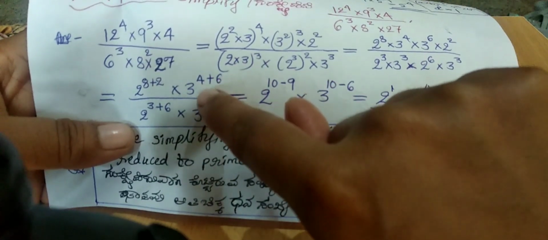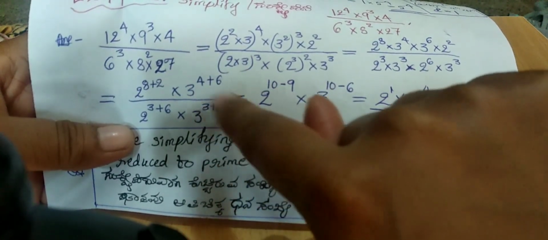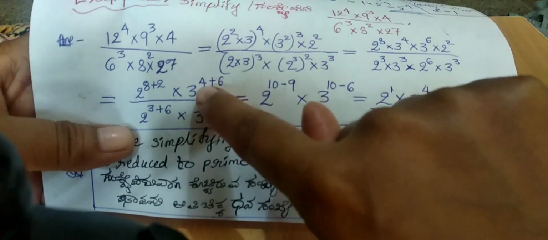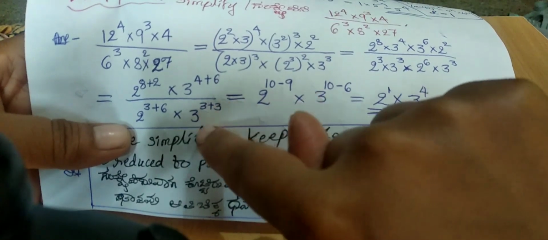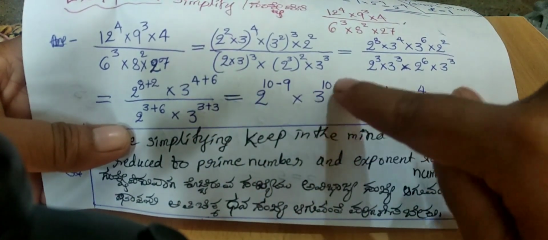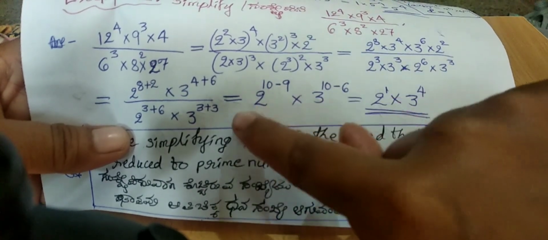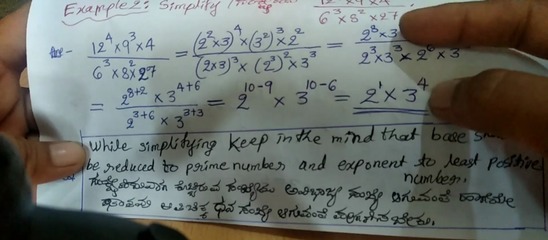And here also 3 to the power 4 plus 6 means it will be 10. 3 to the power 3 plus 3 means it will be 6. a to the power m divided by a to the power n, like this we will take here. What happened? a to the power m minus n. So 3 to the power 10 minus 6. We got 2 to the power 1 into 3 to the power 4.